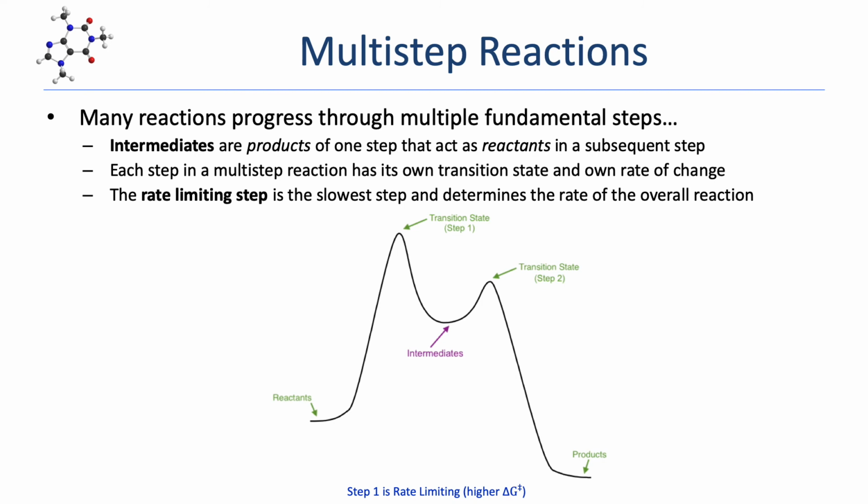The rate of the entire process is dictated by the slowest step in the reaction, which is called the rate-limiting step or rate-determining step. And in this example, you can see that the first step is the rate-limiting step.